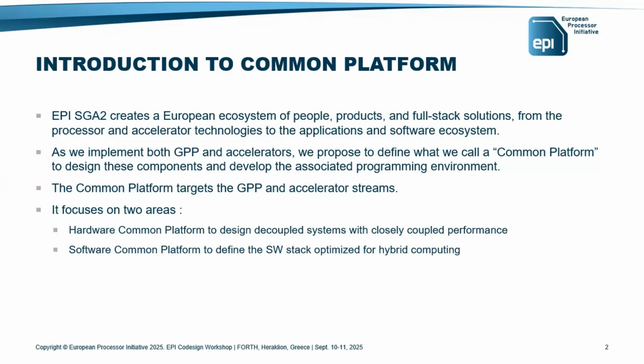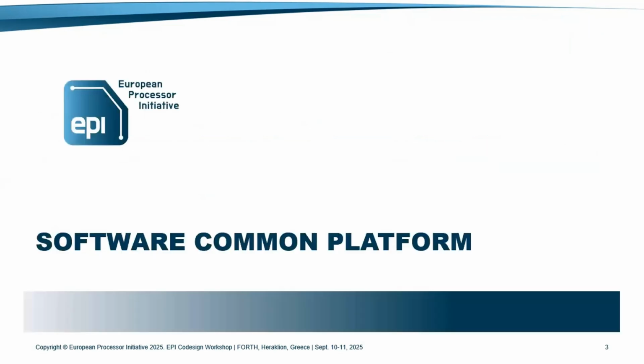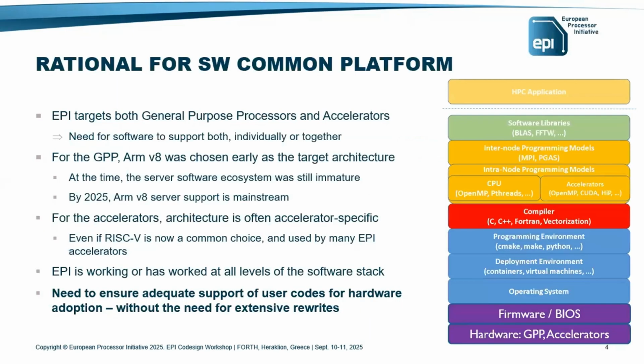And we focus on two areas. The hardware common platform, for which the idea is to design decoupled systems with closely coupled performance. So what do we need to do to achieve that? And the software common platform is more to define the software stack that we have to optimize for hybrid computing. I will speak a little about the software common platform, replacing Romain Dolbeau from Cypher, who mainly worked on this subject and who attends remotely.